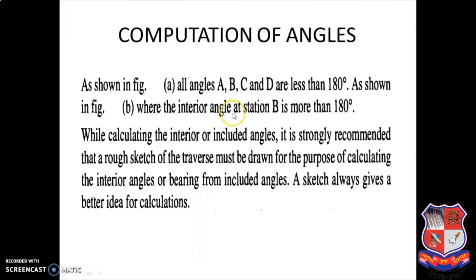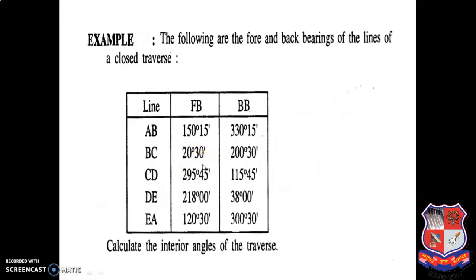The internal angle at station B is more than 180 degrees. So while calculating the interior or included angle, it is strongly recommended that a rough sketch of the traverse be drawn for the purpose of calculating the interior angles or bearing from included angle. A sketch always gives a better idea for calculation. It means you have to draw a rough traverse. Once you draw the rough traverse, then you can proceed further.